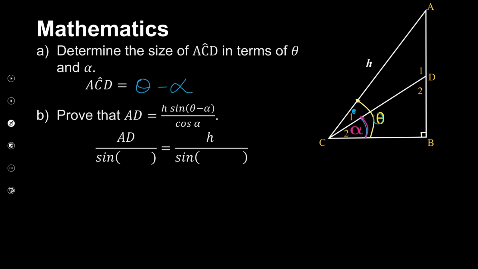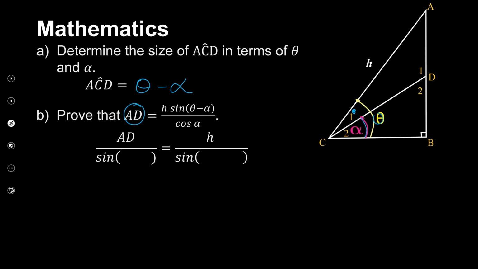Okay. The second question wants us to prove that AD equals H sine theta minus alpha over cos of alpha. Because we want to find AD, we're going to go to our drawing first and examine it. So let's go see what they ask us first. They want us to find AD.